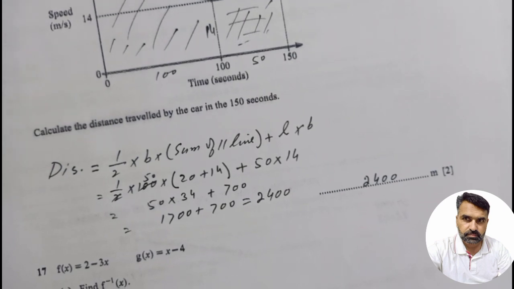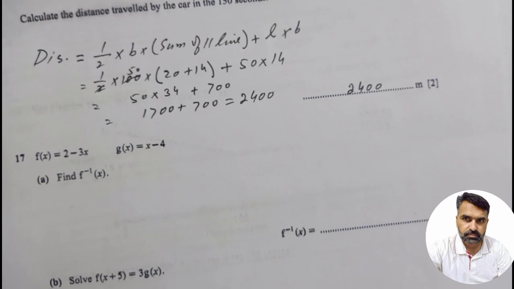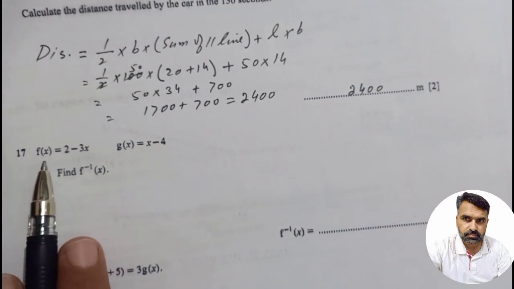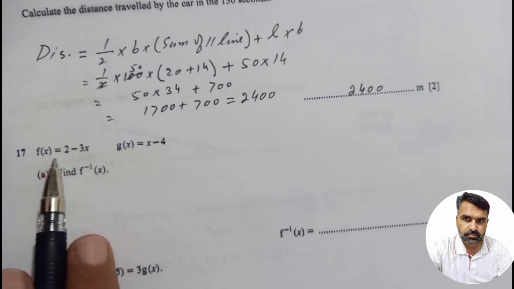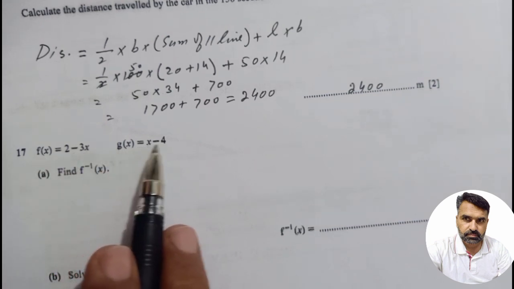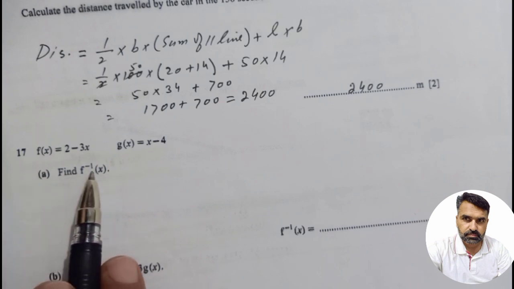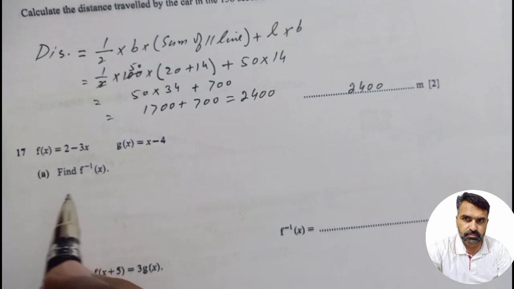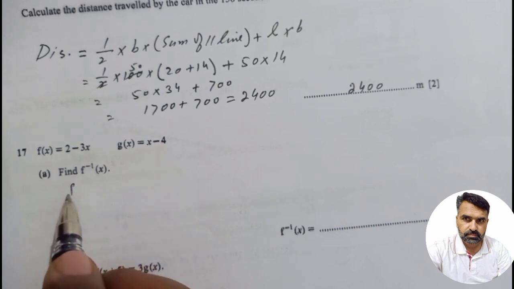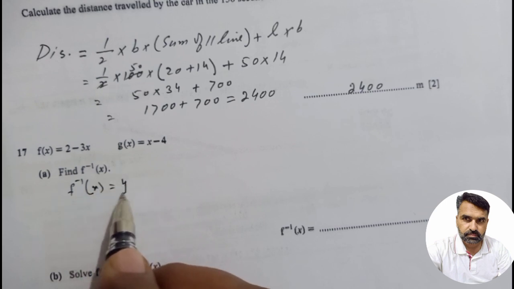That was question number 16. Now I am going to solve question number 17. According to question number 17, f of x is given as 2 minus 3x and g of x is given as x minus 4, and in part a we have to find f inverse of x. So students, we will suppose that f inverse of x is equal to y.